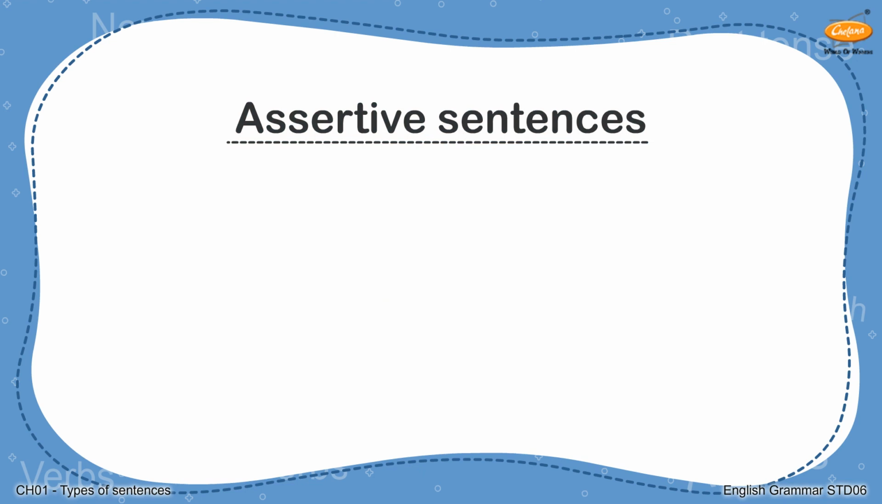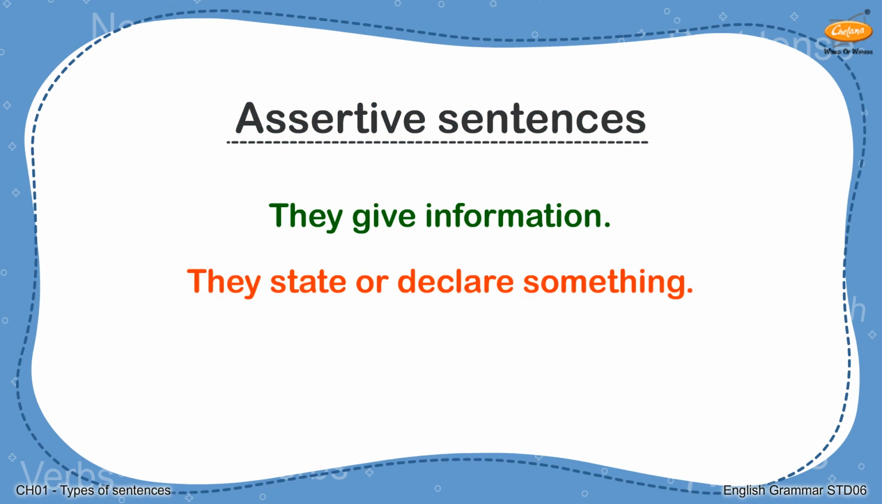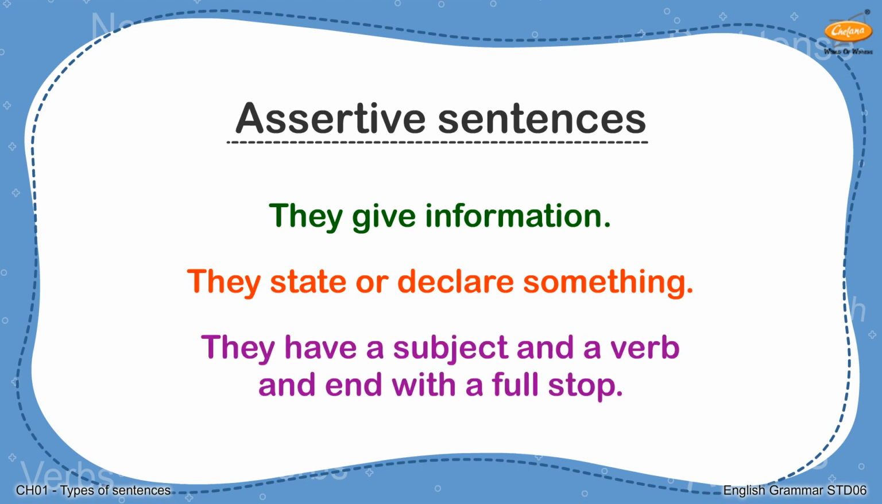Assertive sentences are the most commonly used sentences. They are sentences that give information. They may also state or declare something. Because of this, they are also known as declarative sentences. These sentences have a subject and a verb and end with a full stop. Let us look at some examples of assertive sentences.